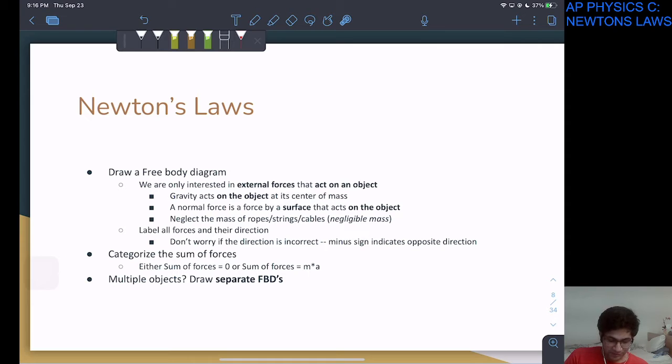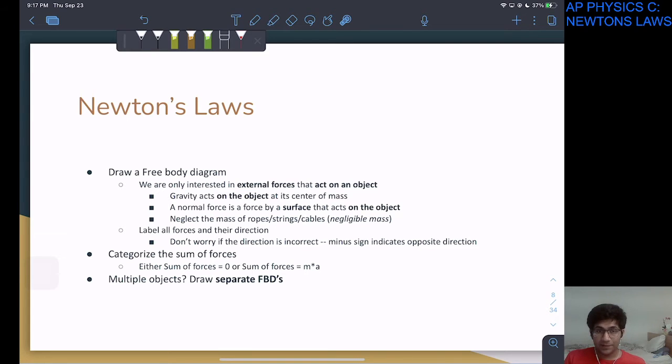So either the sum of forces is 0 or it's not 0. If it's 0, we have an equilibrium situation, nice and easy to solve for. If it's not 0, then the sum of forces is equal to mass times acceleration. In this case, we have to use what's given, and then use F equals ma to come up with an expression.